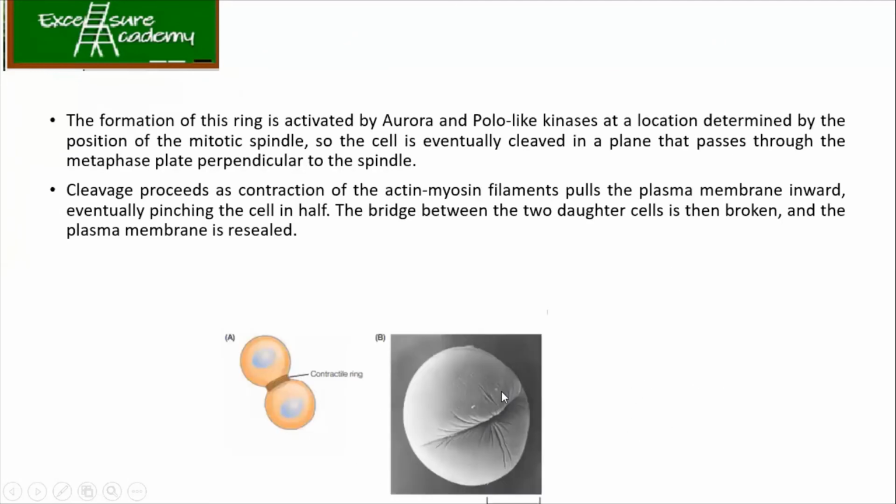So this you know. So with the help of the aurora and the polo-like kinases, the contractile ring is formed. Okay, and the cell is eventually cleaved in a plane which passes through the metaphase plate perpendicular to the spindle. So it will ensure that both the daughter cells are getting half. Okay.